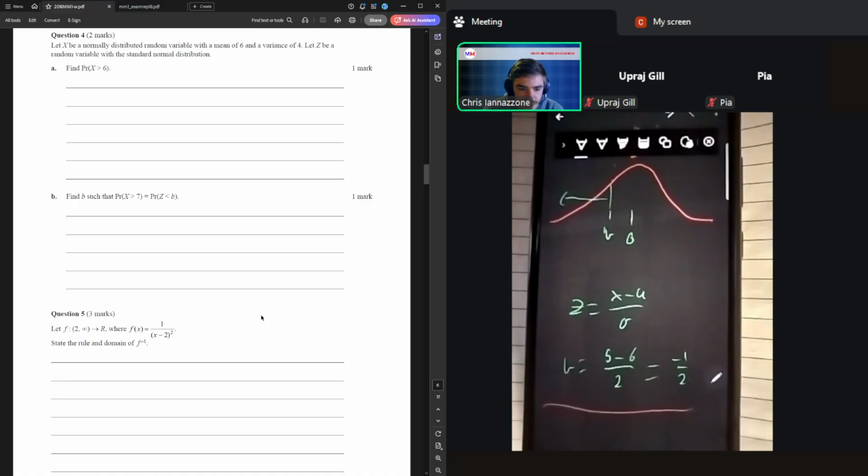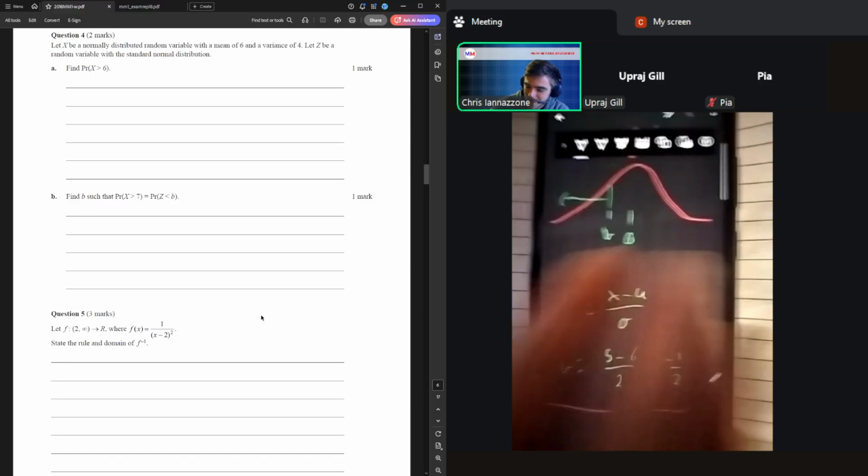Cool. Let me know if I should clarify. Otherwise, question 5. State rule and domain of F inverse. That'll be chill. 3 marks for it?